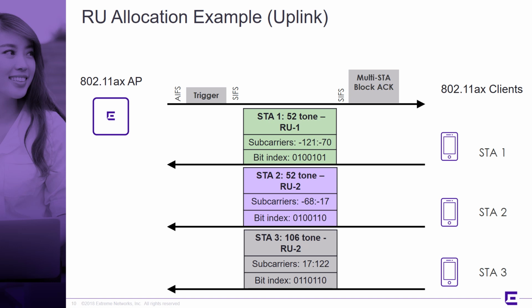And then, of course, the access point will have to acknowledge those 3 transmissions, and it will do so with a multi-station block ACK. That would be a 20 megahertz wide transmission that all of the clients could understand, and it will, of course, have the frame numbers in it so that the stations know that their transmissions were received properly.